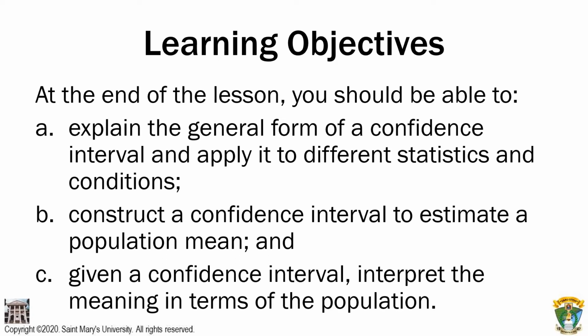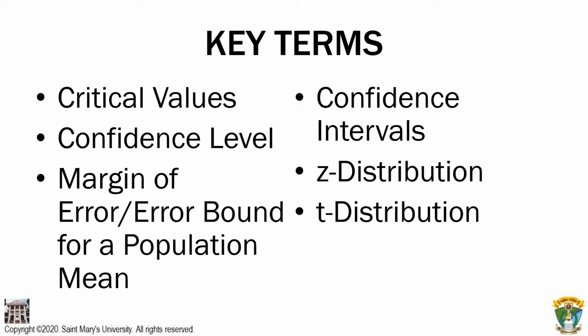Also, in our next videos, you will be constructing a confidence interval, and then you will be interpreting the confidence interval that you construct. Now, the key terms for this video are the following: critical values, confidence level, the margin of error or error bound for a population mean, confidence intervals, Z distribution, and T distribution. The presentation in this video will not be too difficult, but it will be simplified such that you will be able to understand what is meant by these terms.